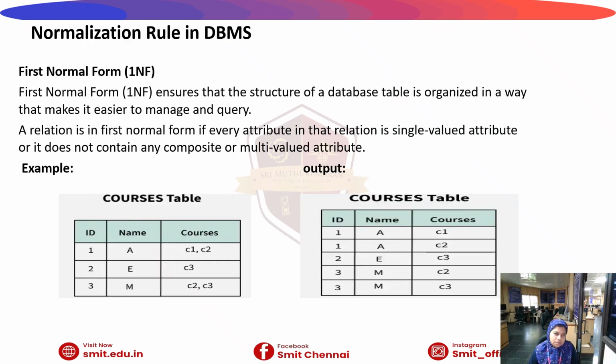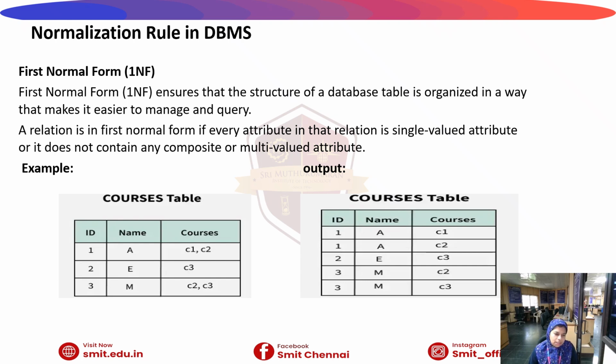Normalization rules in DBMS. The first normal form ensures that the structure of the database table is organized in a way that makes it easier to manage and query. In first normal form, every attribute in the relation is a single-valued attribute, it does not contain any composite or multi-valued attribute. For example, this is the course table.